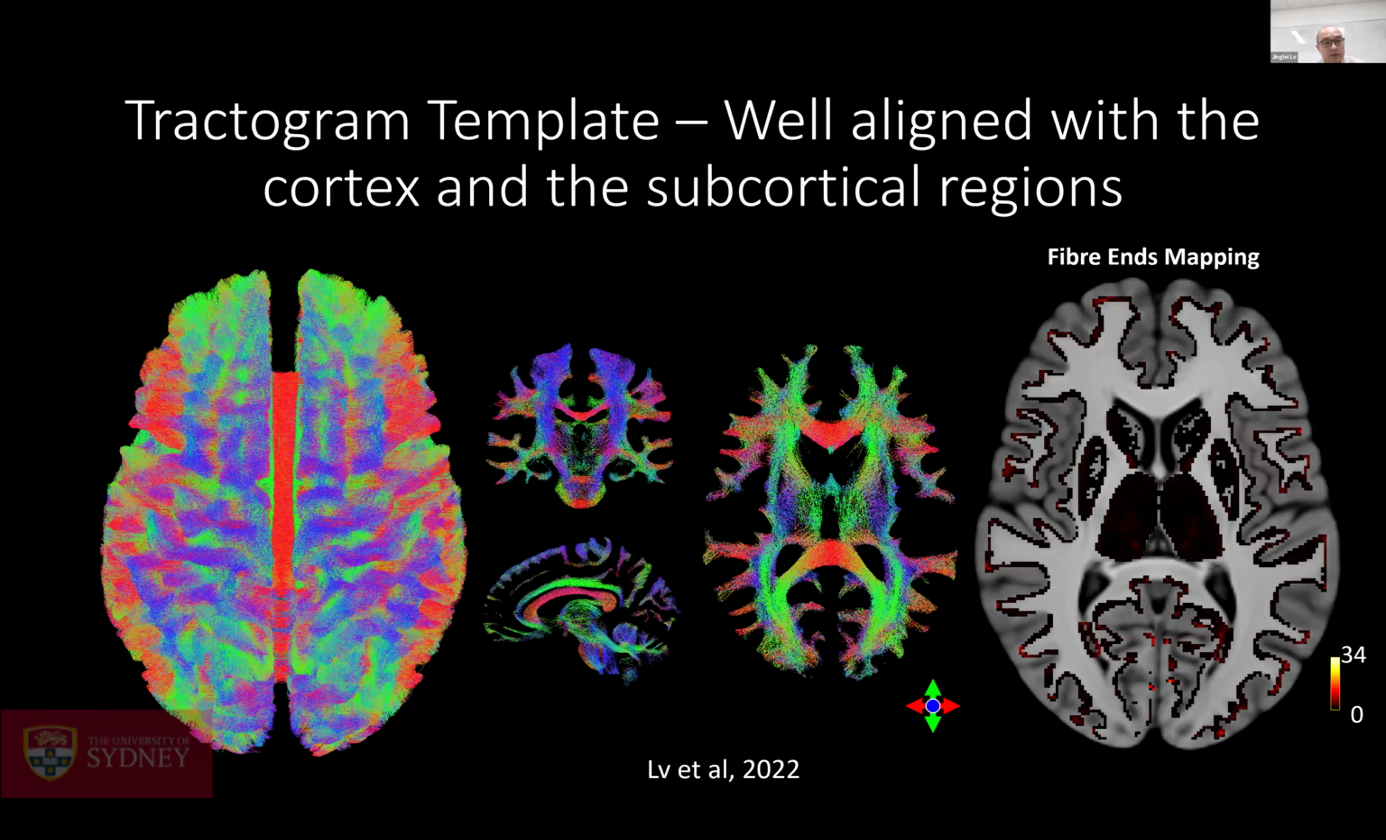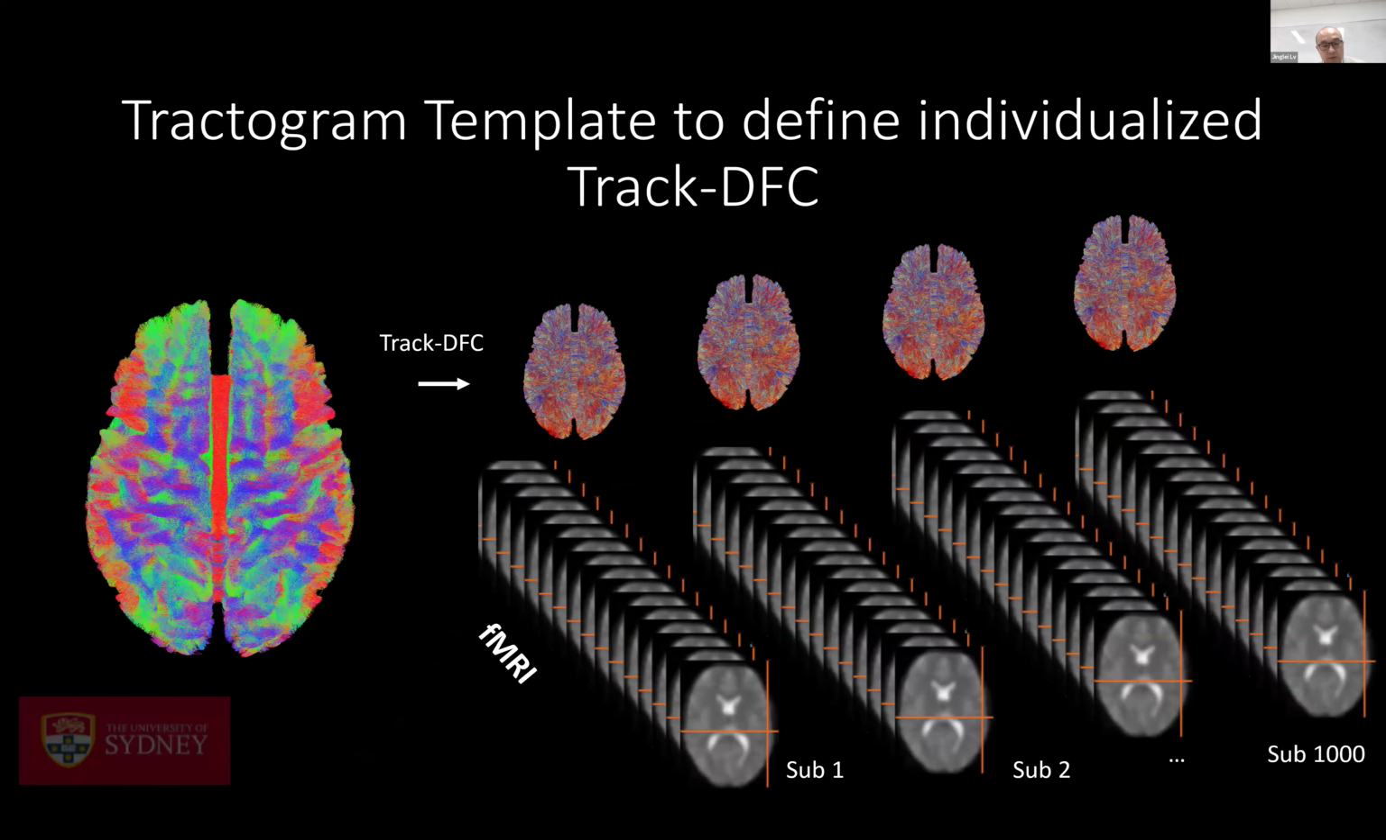But the good news is that now we have the tractogram template, which is well aligned with the cortical and subcortical gray matter regions, and the tissue-unbiased brain template also provides us a better individual template alignment. Then we propose to inverse warp the tractogram template to the individual space.